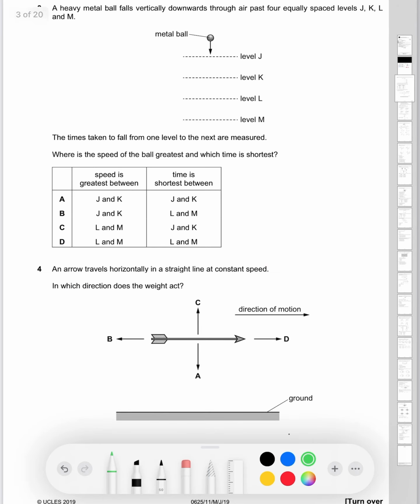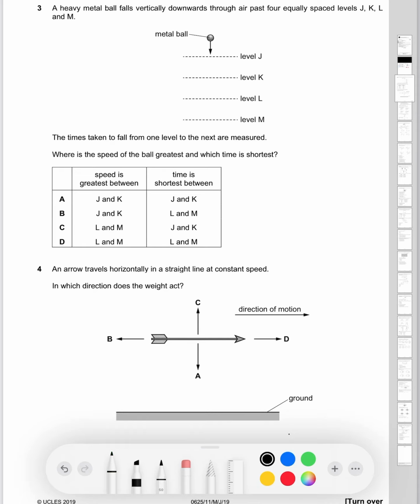A heavy metal ball falls vertically downwards through the air past 4 equally spaced levels, J, K, L, and M. The times taken to fall from one level to the next are measured. Where is the speed of the ball the greatest, and which time is the shortest?